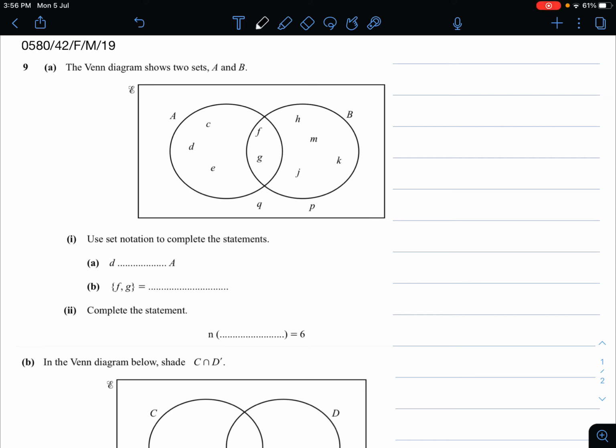Welcome to ANS Solver question 9. The Venn diagram shows two sets, A and B. Use set notation to complete the statements.